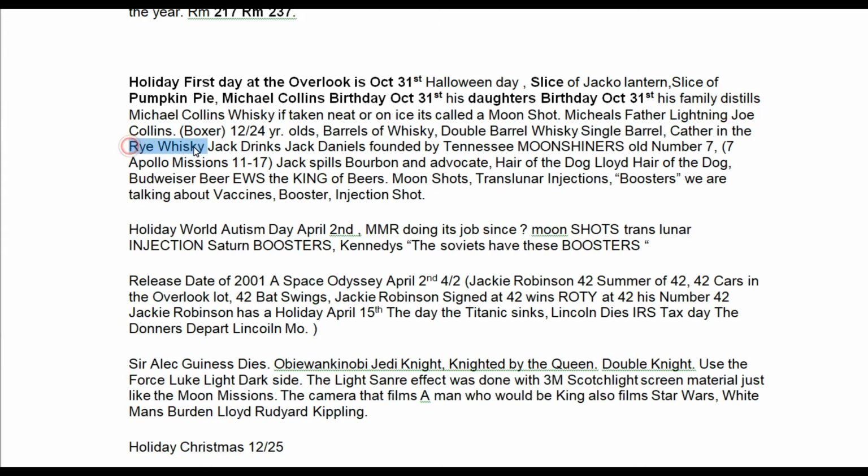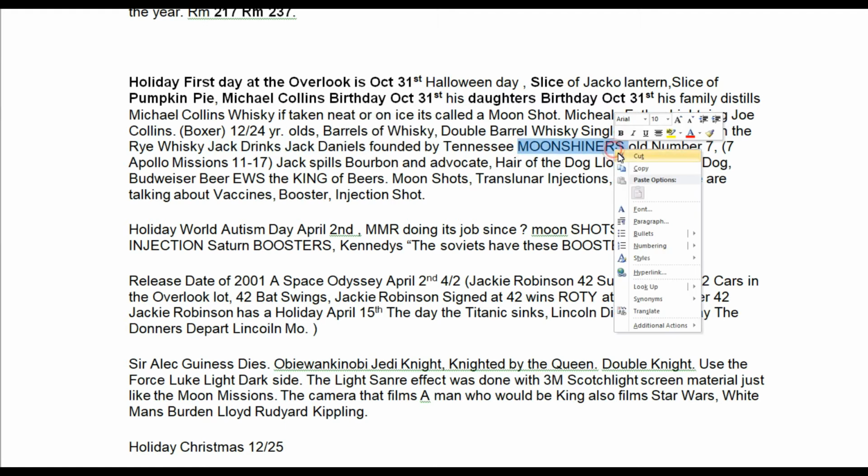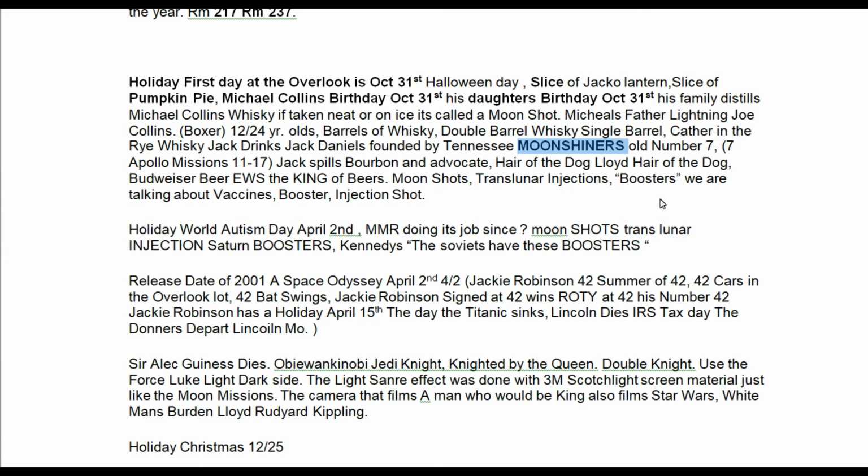You can have a Catcher in the Rye whiskey. You can have Jack drinks Jack Daniels, a bourbon whiskey founded by Tennessee moonshiners. So you have the moonshots and the moonshiners, and it's old number 7. And of course, there were 7 Apollo missions, 11 through 17. Apollo 13 fails to land. Jack spills bourbon and advocaat, or he gets bourbon and advocaat spilled on him. You got Hair of the Dog, Lloyd, Hair of the Dog. So this is a connection to Nazareth, Hair of the Dog, and Nazareth, Snakes and Ladders, and the Sidewinder snake that's on the album cover.